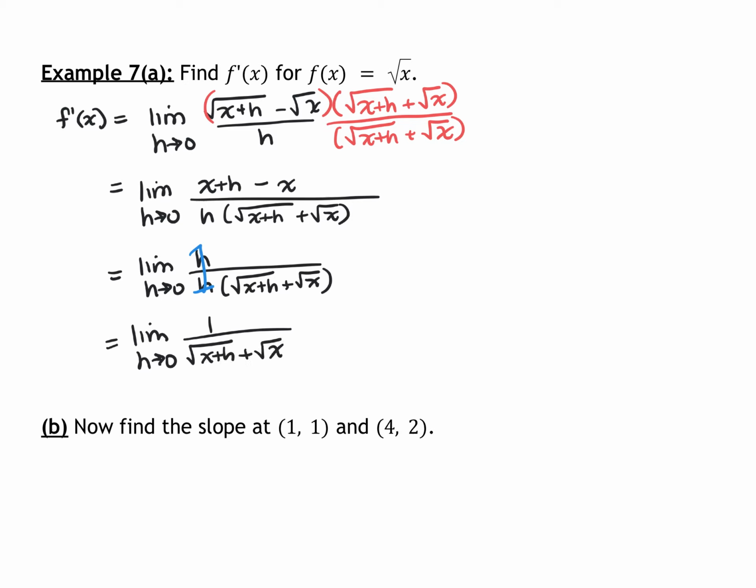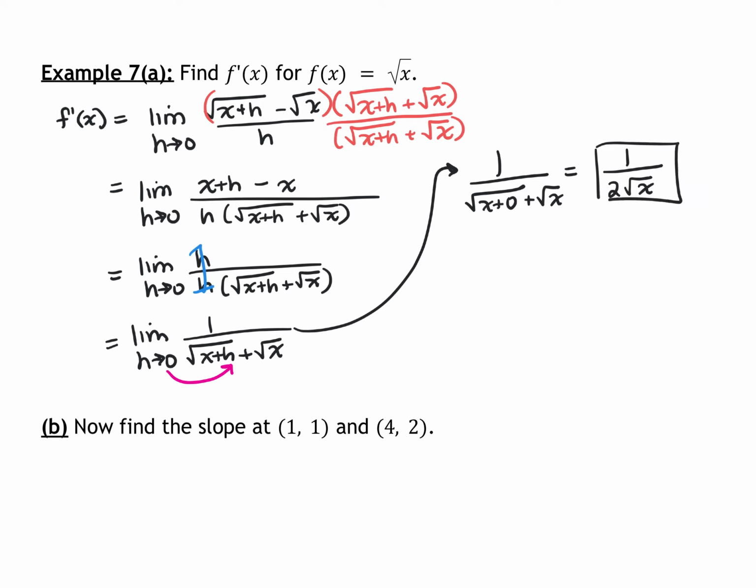Now we've gotten rid of that problem in our denominator where we had something that was going to give us 0 if we plugged in h. So now we can go ahead and plug in 0 for h. We're not going to get the limit anymore, we're finding the limit. We get 1 over the square root of x plus 0 plus the square root of x, which we can simplify to be 1 over 2 square root of x.